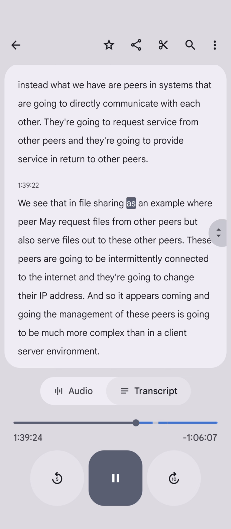We see that in file sharing as an example, where a peer may request files from other peers, but also serve files out to these other peers. These peers are going to be intermittently connected to the internet, and they're going to change their IP address. And so with peers coming and going, the management of these peers is going to be much more complex than in a client-server environment.